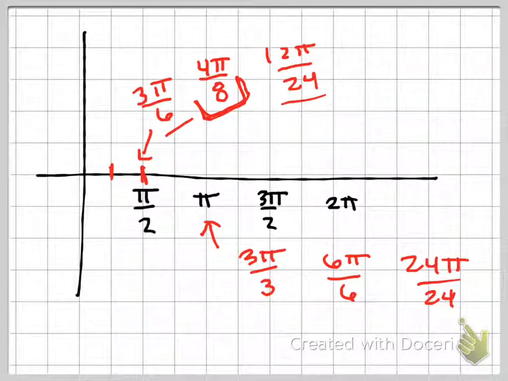Next issue I'm noticing is that we're having trouble adding fractions. This is not anything new. This is the same concept as what we've done before. You need to get common denominators in order to add fractions.